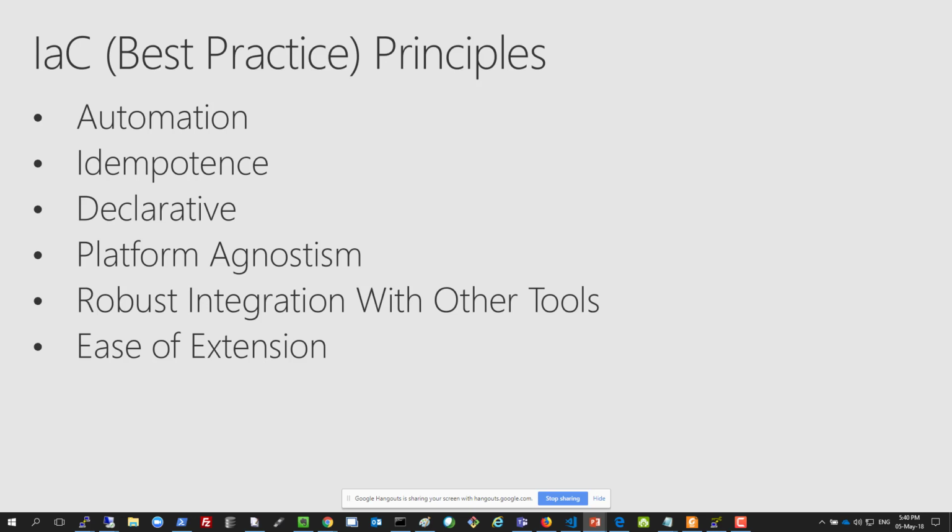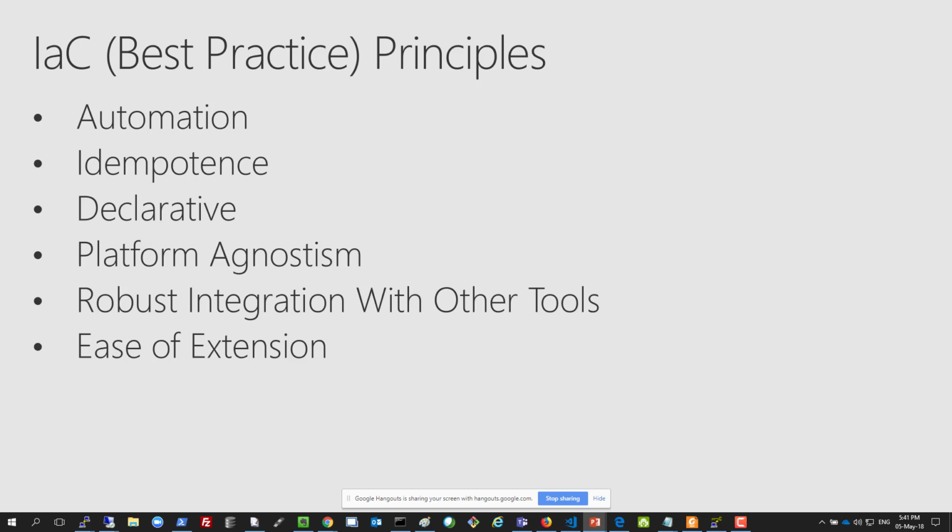And I need to add a disclaimer here because these are not industry-wide best practice principles. It's just what I've learned from different sources about best practices when you're talking about infrastructure as code. So number one thing is infrastructure as code has to be able to automate your infrastructure provisioning and your server configuration. In other words, you have to be able to automate the deployment of your resources, of your infrastructure, and also the configuration of your infrastructure afterwards.